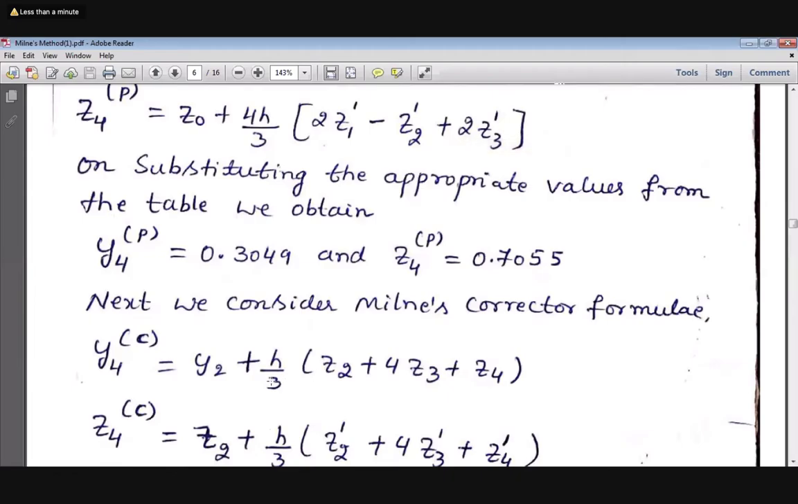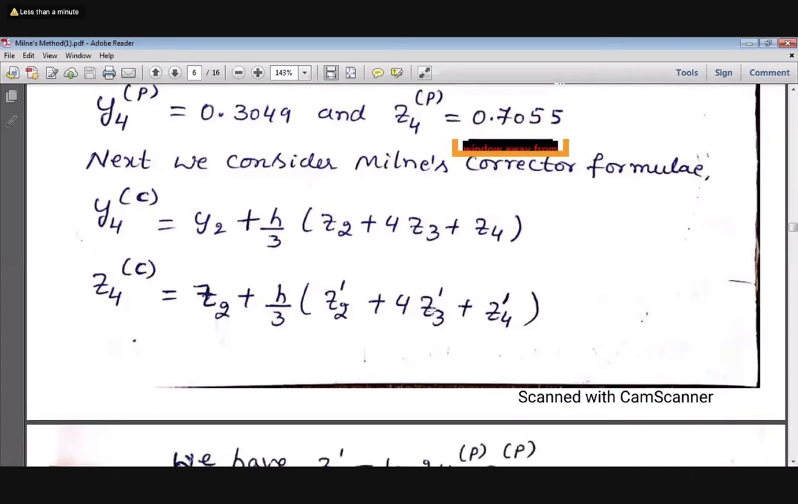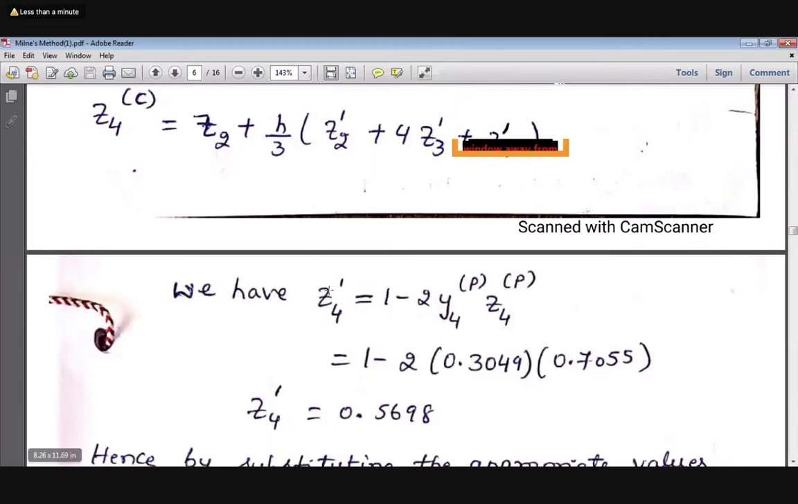Next, corrector formula. This is the corrector formula. y4 of c equal to y2 plus h by 3 into z2 plus 4z3 plus z4. z4 of c is z2 plus h by 3, z2 dash plus 4z3 dash plus z4 dash. This is the formula. So we need z4 dash. This is the thing we should calculate.